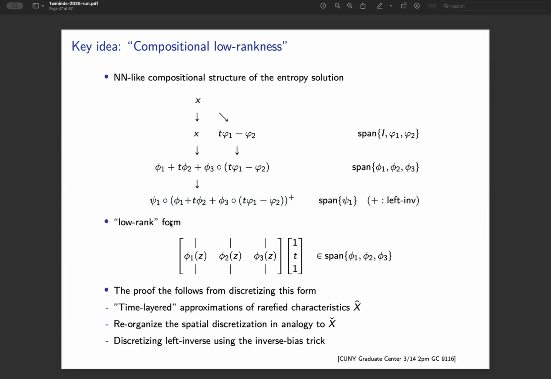Okay, and so we say that this is in a low-rank form because, for example, if you look at the second layer, it is a linear combination of three functions, phi1, phi2 and phi3. And the coefficients are 1, t and 1. And these are values that were coming in from the previous layer. And for example, if you observe this representation, it's also rank 2 because it's taking a linear combination of two functions, varphi1 and varphi2.